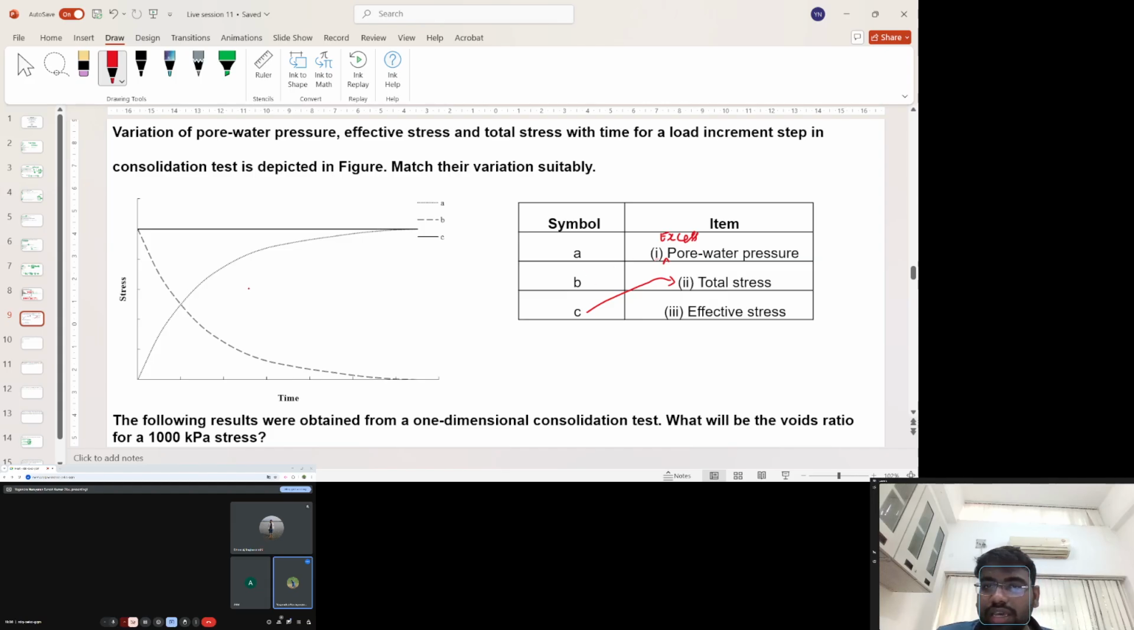So obviously B is for excess pore water pressure, and A is for effective stress. So it tends to zero, and it tends to the total stress value.